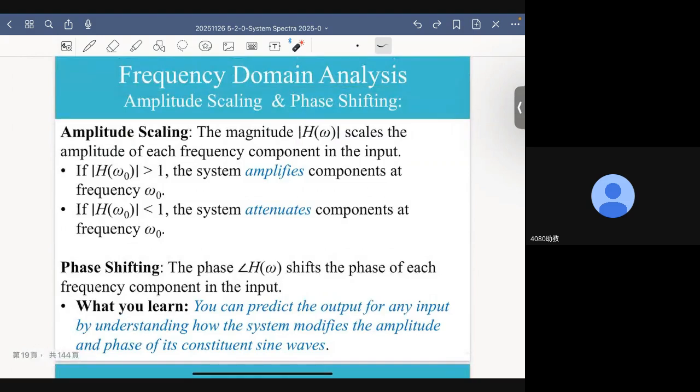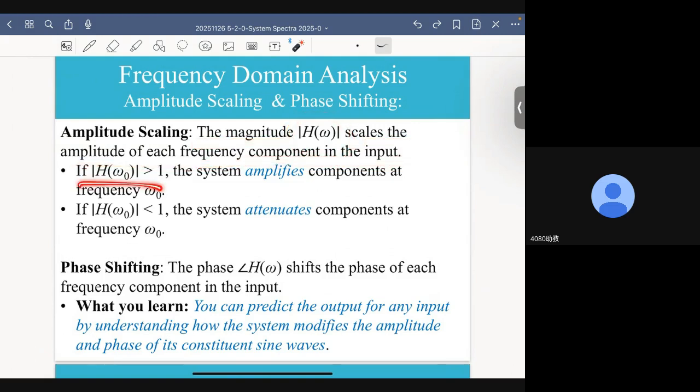Frequency domain analysis. What does it really do? Two things. First is amplitude scaling. The magnitude, that is the amplitude spectrum of the transfer function, scales the amplitude of each frequency component in the input.